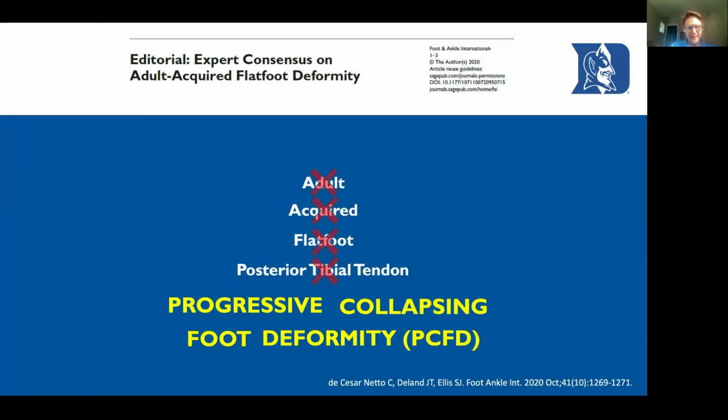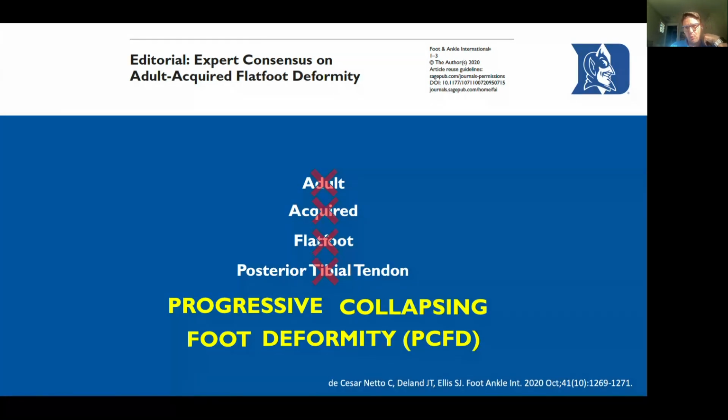And the reason for that is multiple. We didn't want the adult there, and we didn't want the acquired, because a lot of patients had flat feet their entire life. They just started becoming symptomatic when they're adults. Of course, it can happen during late childhood or adolescent, teenager times and early adulthood. Flatfoot, we think, underestimates the problem.